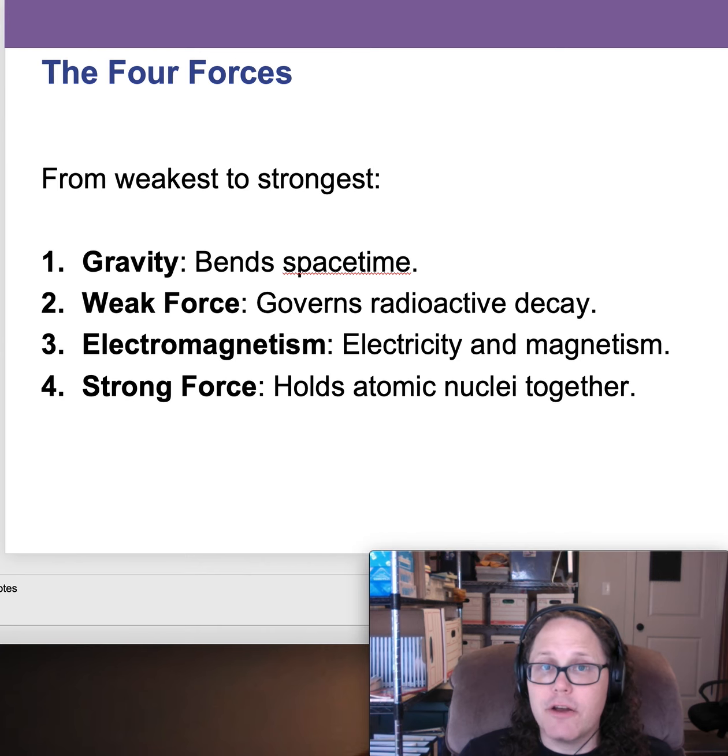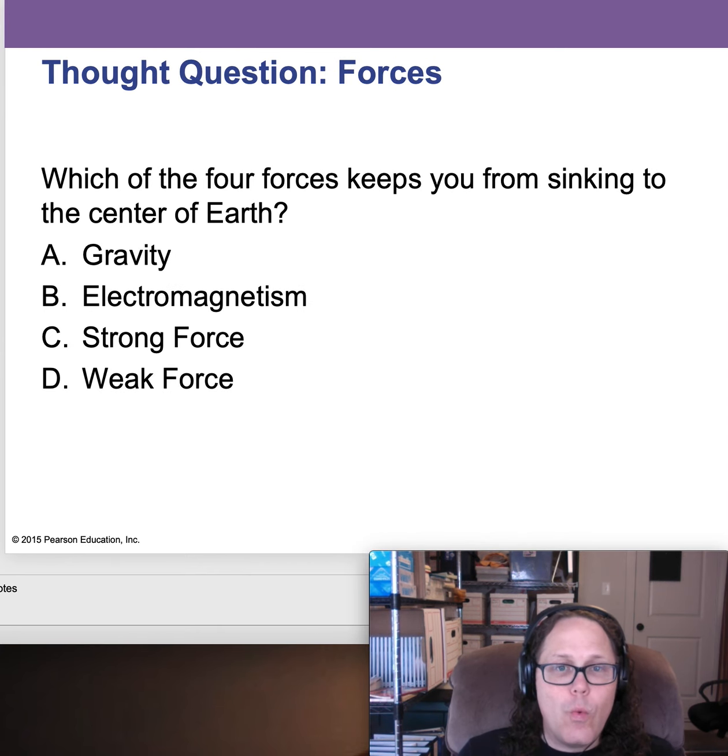All right, here's a thought question. Which of the 4 forces prevents you from sinking to the center of the Earth? Is it gravity, electromagnetism, strong force, or weak force? Write down the answer, because I know you're taking notes.